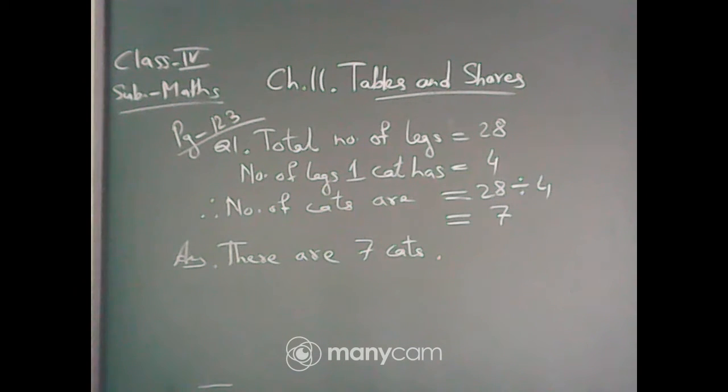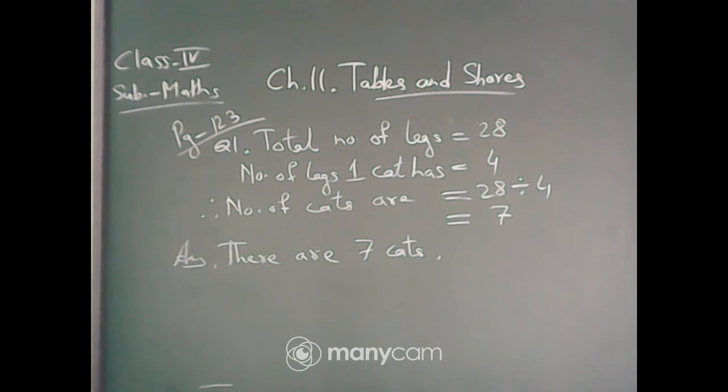Written. There are 7 cats. Write in the copy. Then the next one. What Gayatri is thinking. 8 legs means 2 cats. 4 plus 4, 8 legs, so 2 cats. So 12 legs means dash cat.